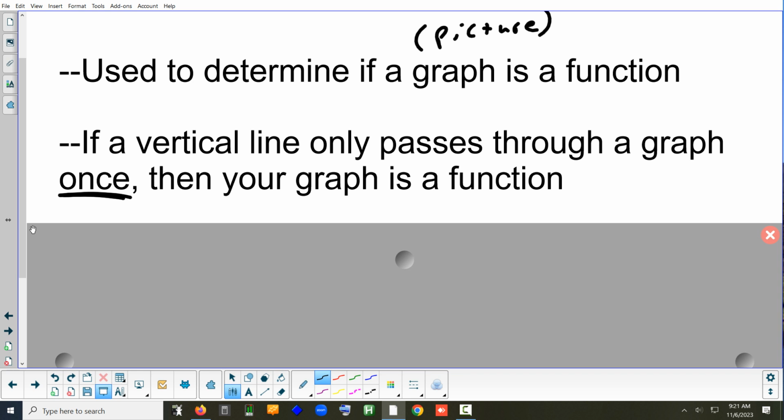The nice thing about the vertical line test is it doesn't really require any arithmetic or any math. It's more of a visual type of thing. So I have a couple pictures below this. I don't think you have these pictures on your notes. I'm just going to do them together, and we're going to see if they are a function or not.